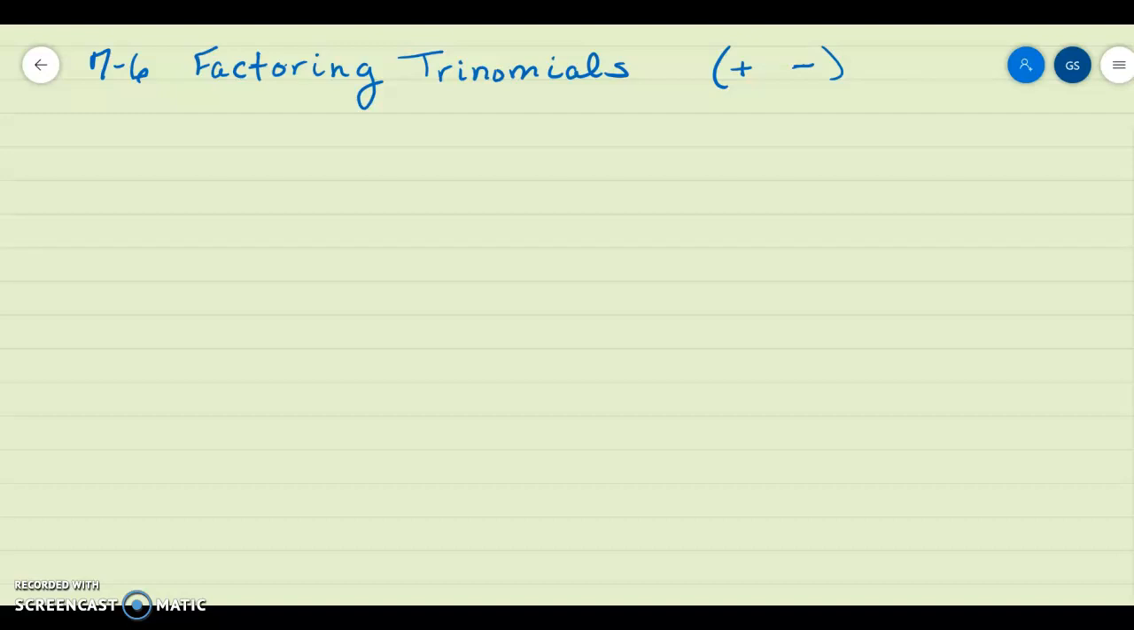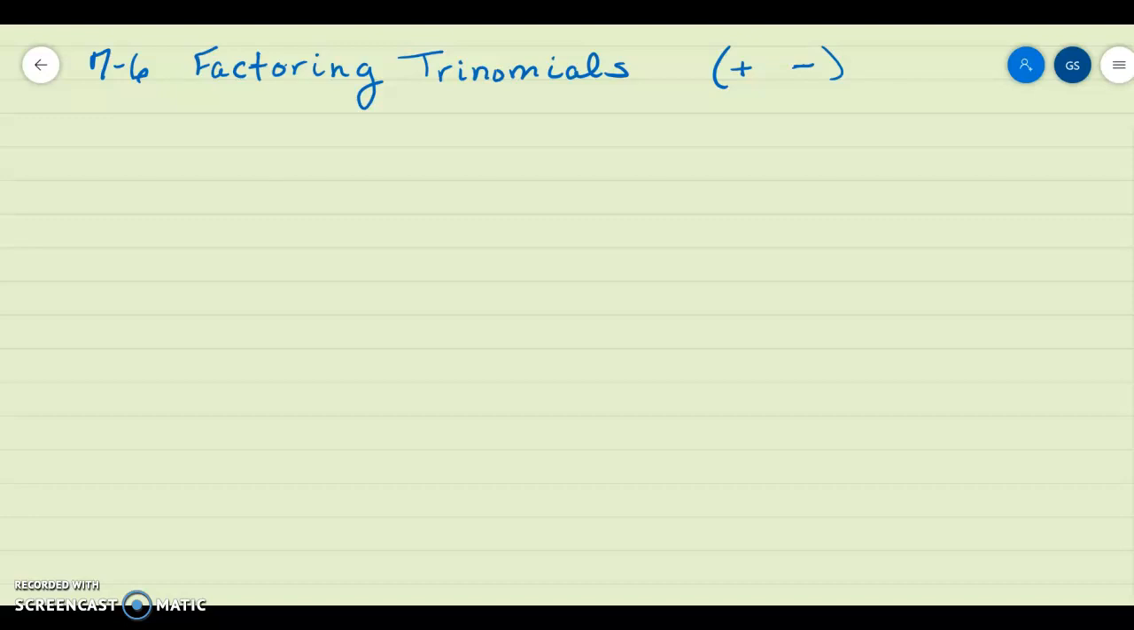Hi, everybody. Today we're going to do lesson 7-6, factoring trinomials. We're going to do where there's a positive middle term and a negative last term. So if you don't know what I'm talking about, it's fine. I'll show you in a minute.